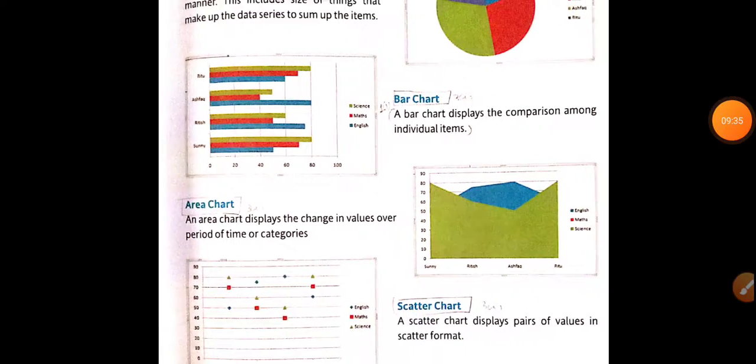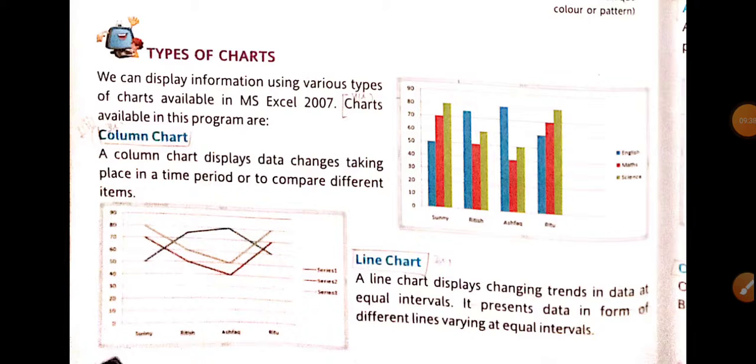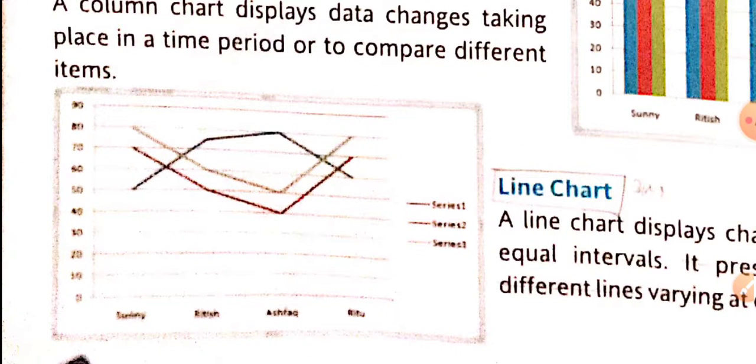Then next one here is your line chart. Line chart displays changing trends in data at equal intervals. It represents data in form of different lines varying at equal intervals. Means what? Equal intervals पे आपका क्या होता है? Comparison show किया जाता है.